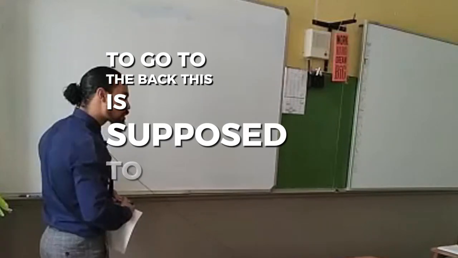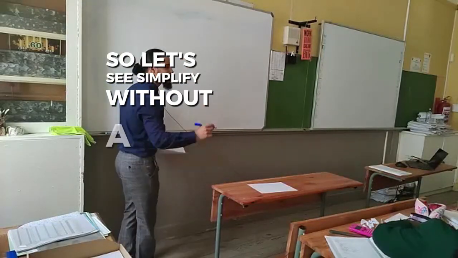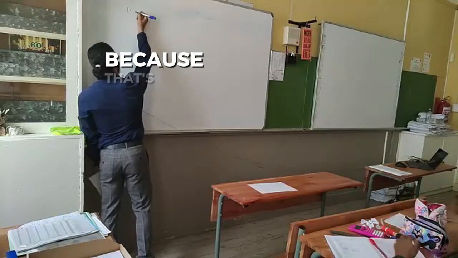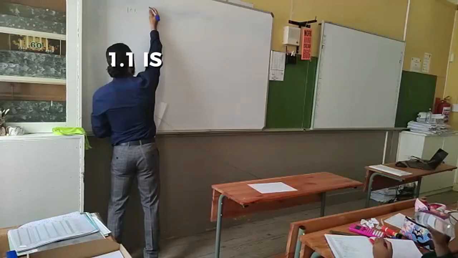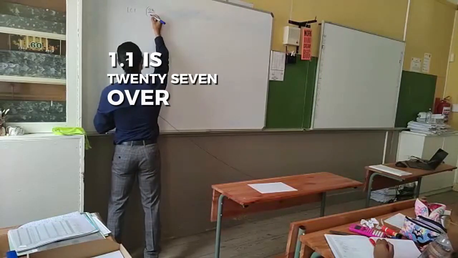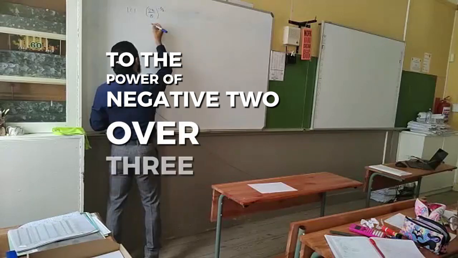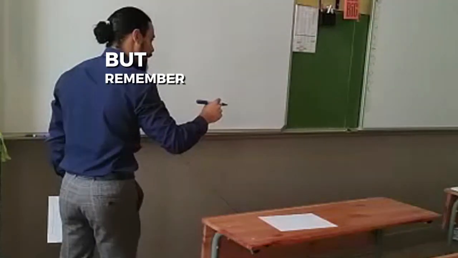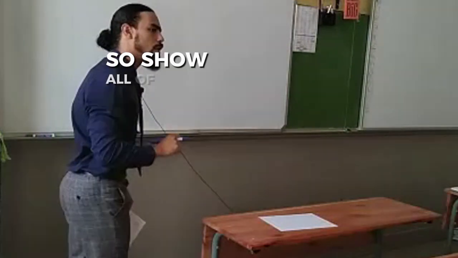This is supposed to be easy marks. So let's see. Simplify without a calculator. I hope you've highlighted that. Without a calculator, because that's what we're going to try to do. So the first question, 1.1, is (27 over 8) to the power of negative 2 over 3. Now, guys and girls, you think you are smart, but remember, the person marking is not as smart as you. So all of the steps.